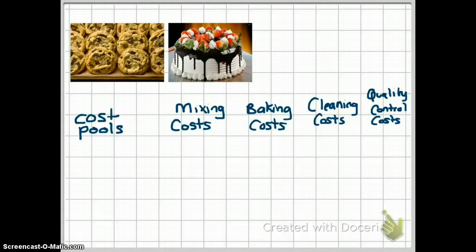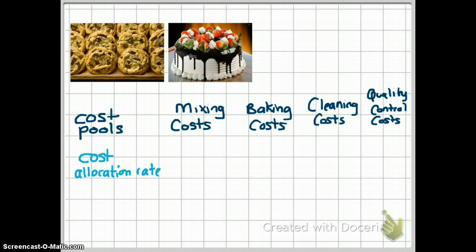The next step is to find what the cost driver is for each of these cost pools. So they need to come up with a cost driver for mixing costs, baking costs, cleaning costs, and quality control costs. If you remember, cost driver is the item that drives the costs, and we use that as an allocation base to allocate our overhead costs. Once a company knows their activities and their cost drivers, they come up with the cost allocation rate. This is the rate that they use to allocate manufacturing overhead to jobs or products.